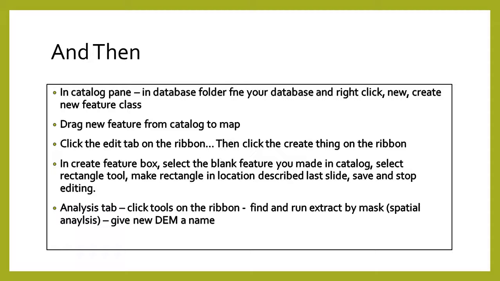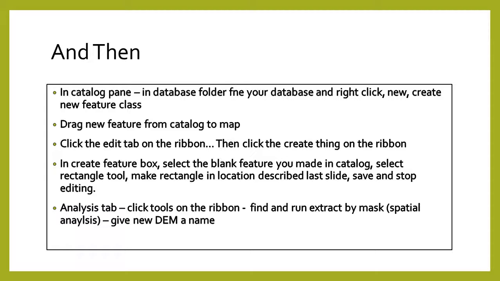And after this point, you can go to the Analysis tab. And where's that at? Back up top on that ribbon, find Analysis, click on it, and as soon as you do, you'll be able to click on the Tools tool on the ribbon. And the first tool that you're going to look for is one called Extract by Mask. It's in Spatial Analyst, for those of you that are wondering.